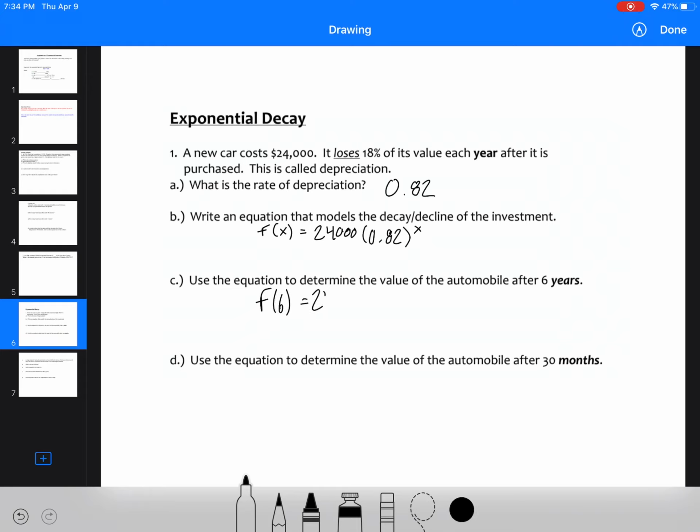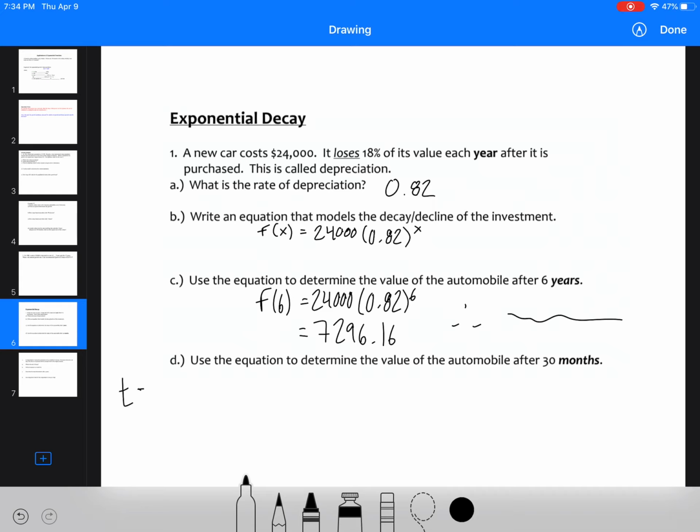How much is it 6 years after we buy it? Well, we've got f(6) = 24,000 times 0.82 to the 6, so 0.82 to the exponent 6 times 24,000. So after 6 years, it's going to be worth $7,296.16. Therefore, we have that price.